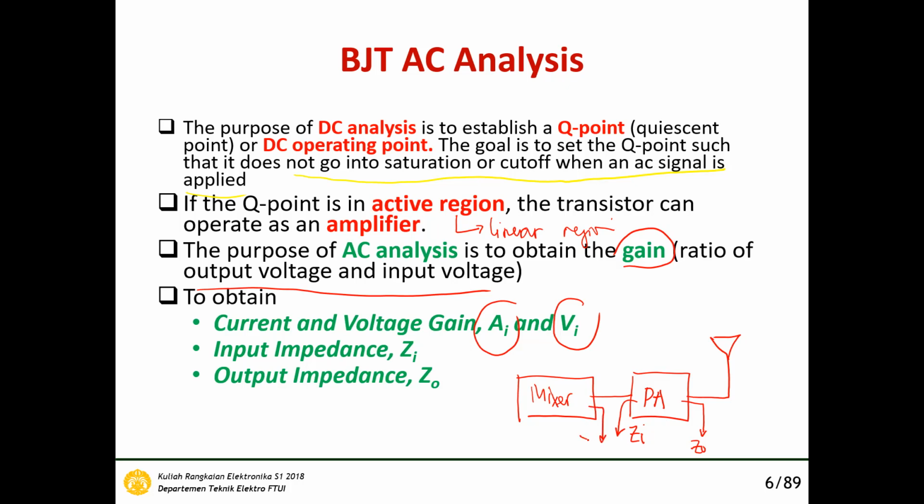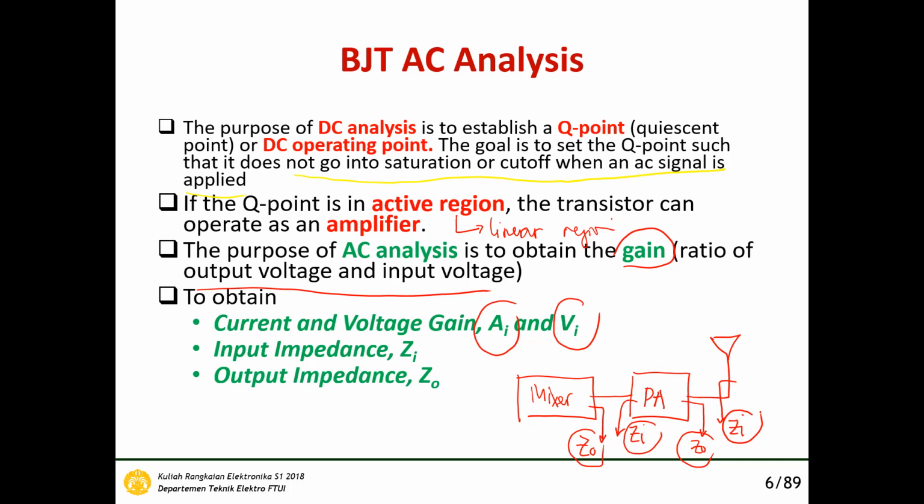Mixer has the output impedance and antenna has the input impedance. The input impedance of the power amplifier or amplifier here must be matched with the output impedance of the mixer. And then the output impedance of the power amplifier here should be matched with the input impedance of the antenna. Why should it be matched? Because if the input and the output impedance didn't match, the power cannot be delivered effectively. So impedance matching is very useful to deliver power.